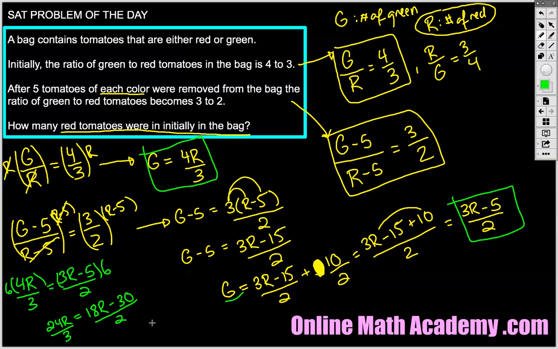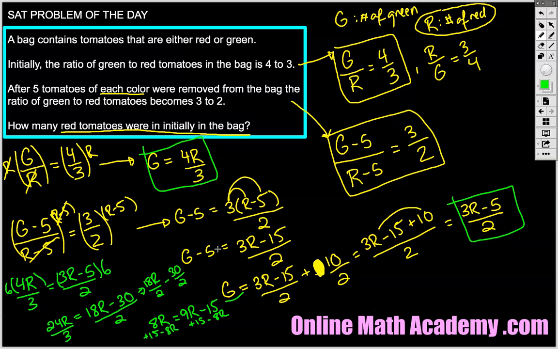And that can simplify: 24 over 3 is 8r, equals 18r, we can break this up right here as 18r over 2 minus 30 over 2. So the first one there, 18r over 2, is going to be 9r, and then minus 30 over 2 is going to be minus 15. Okay, so how about we just add 15 to both sides and subtract 8r from both sides? So we're going to add 15 and subtract 8r.